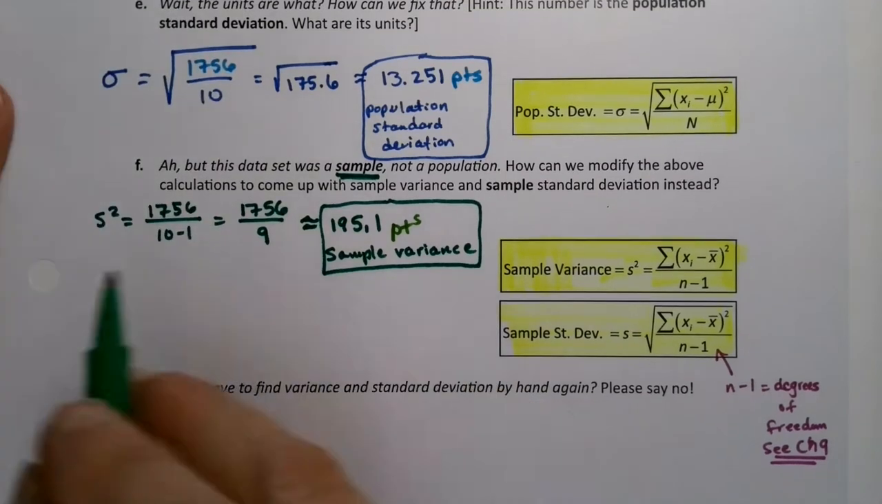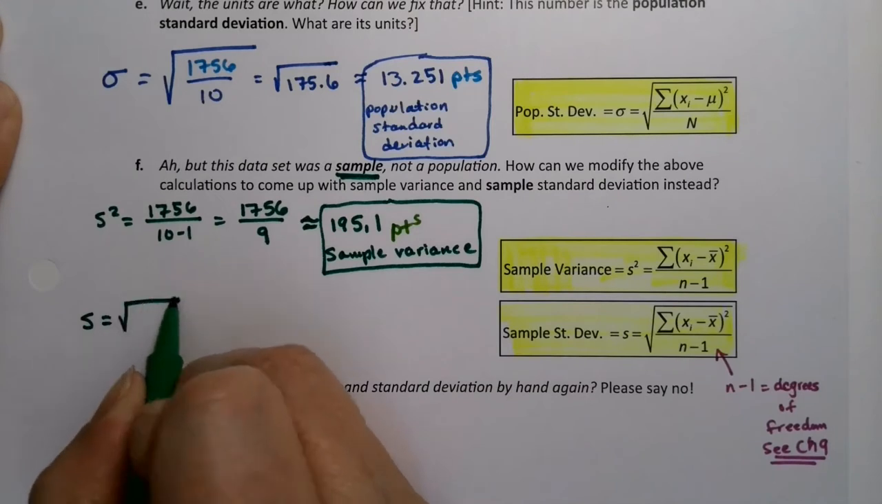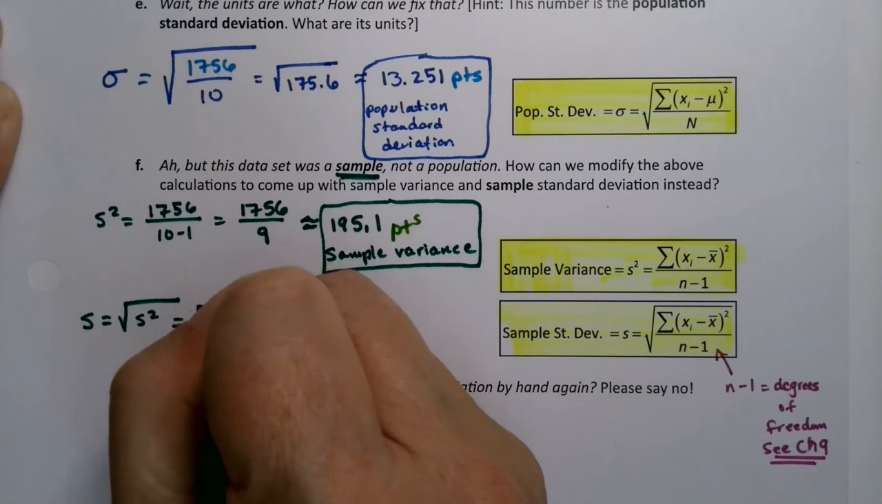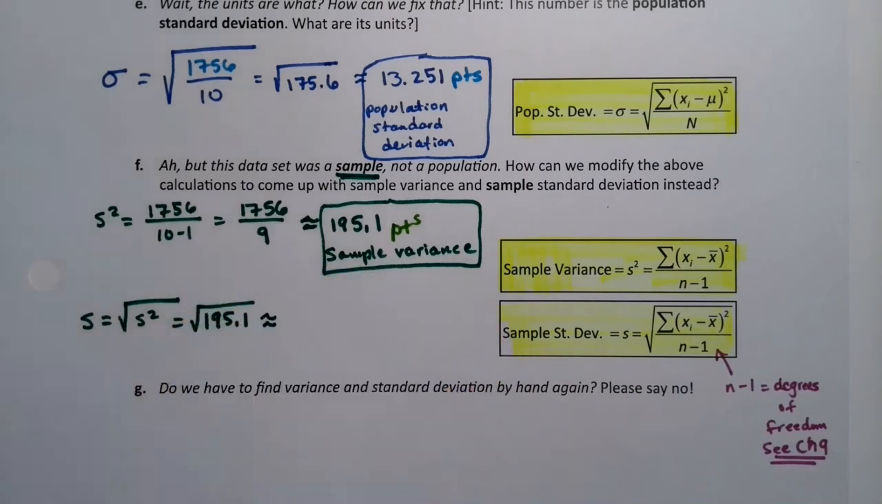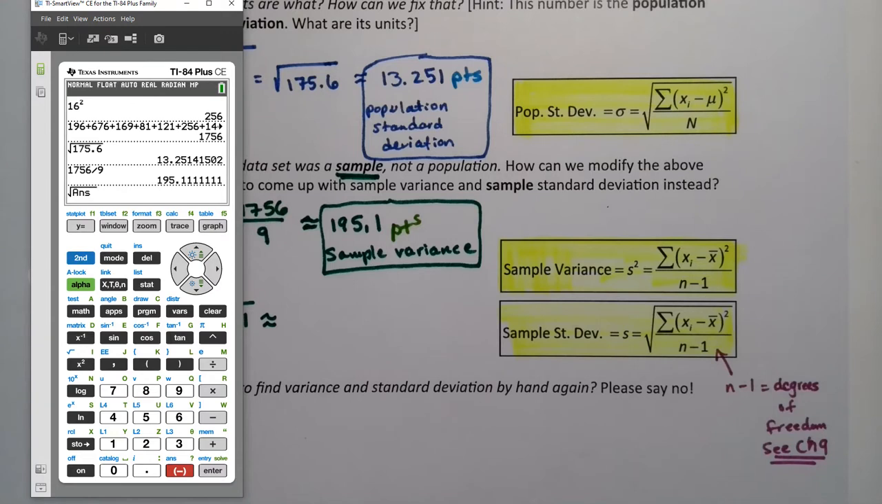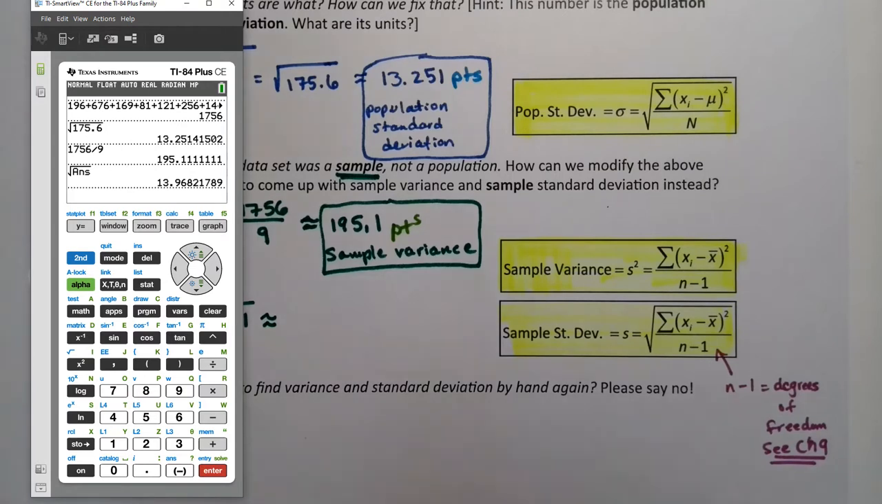Now, if that's the sample variance, then the sample standard deviation is the square root of that. So it's the square root of s squared, which means it's the square root of 195.1 repeating, which is, let me grab the calculator. So if I hit second square root, that little x squared button, and then I actually want the 195.1. So if I hit second and then the little negative sign, see what's above it? ANS means answer. So take that last answer. It'll take the last answer it found and take the square root of it. And I get 13.968.